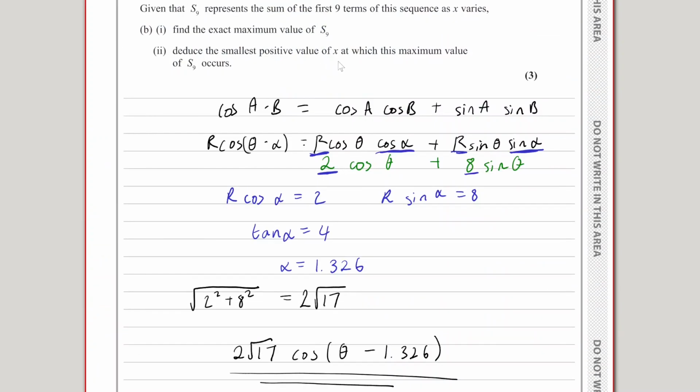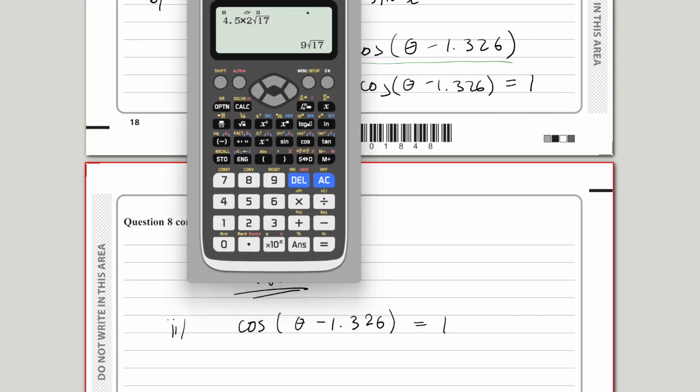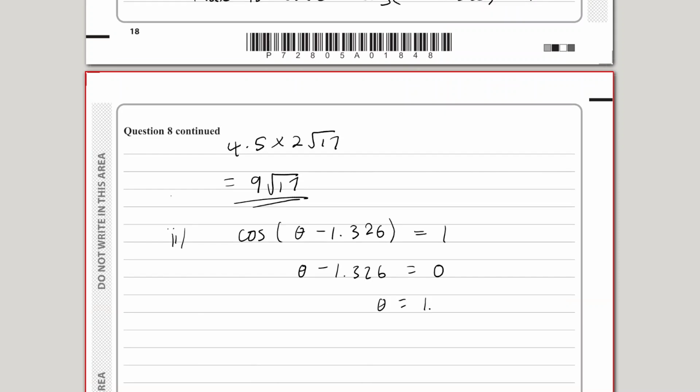Deduce the smallest positive value of x at which this maximum value occurs. So we want to know the smallest value where cos(theta minus 1.326) is equal to 1. So shift cos 1, that's at 0. So it's where theta minus 1.326 is equal to 0. So that is 1.326. And that should have been x instead of theta.